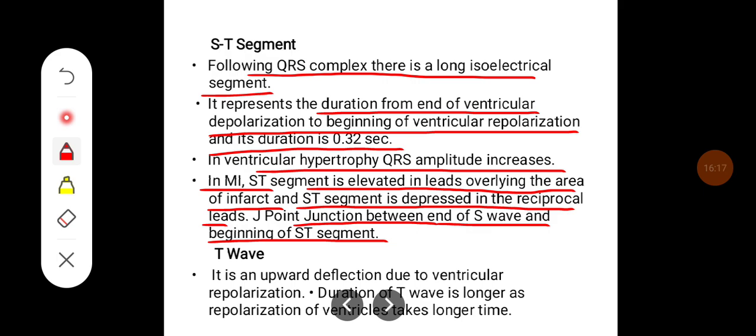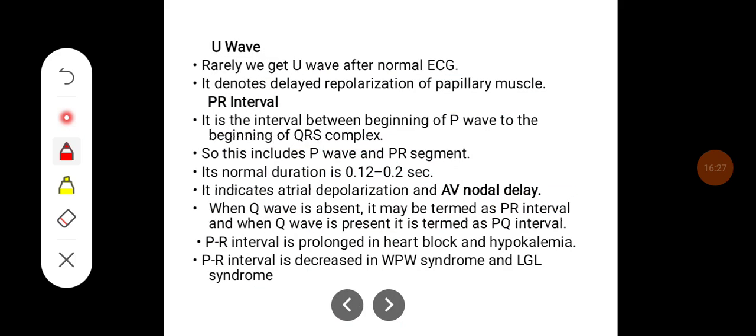T wave. T wave is an upward deflection due to the ventricular repolarization. Duration of T wave is longer as repolarization of the ventricle takes longer time. U wave, rarely we get in a normal ECG. It denotes delayed depolarization of papillary muscles.